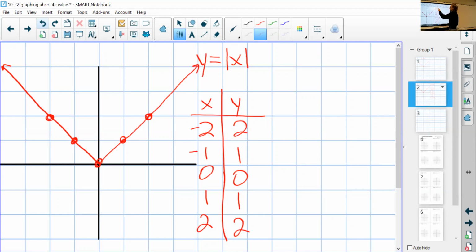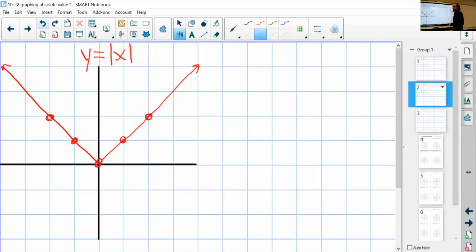Let me put this over here. And then we're going to look at every other kind of absolute value. Not every other, just more basic. We'll get to the more complicated stuff later.